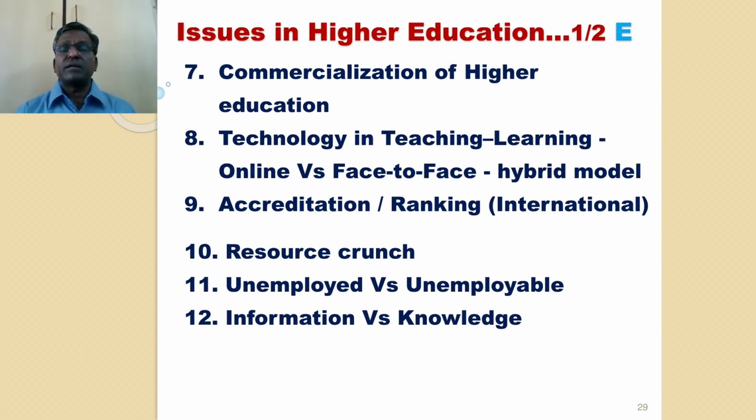Then, of course, we have commercialization of higher education. Now, what do we mean by commercialization of higher education, and whom do we point our fingers at? Primarily, we are talking of two key players. One is state private universities. Not that they do not offer good education; they do offer good education, but commercial. Then we also have private deemed-to-be universities. Some of them also offer good education, but once again, it is all commercialized.